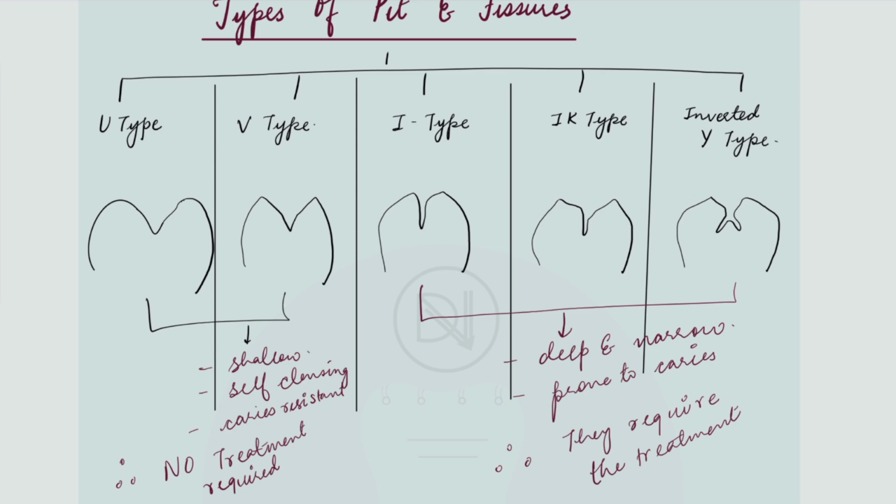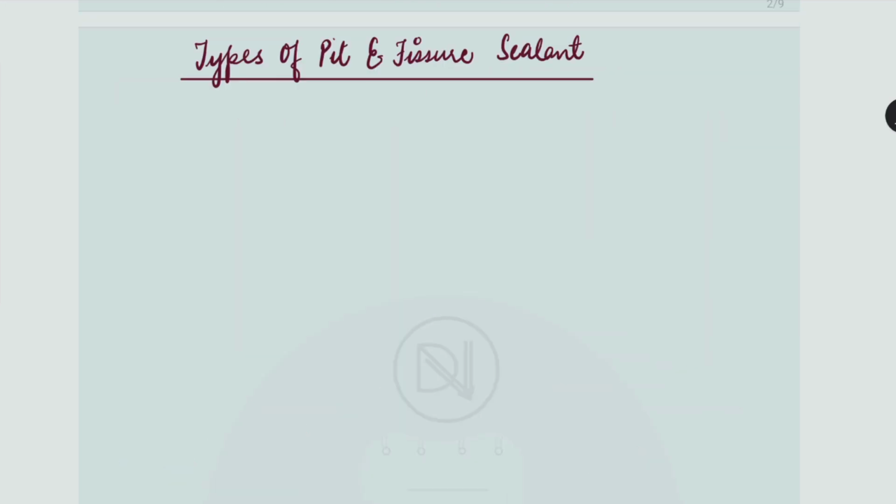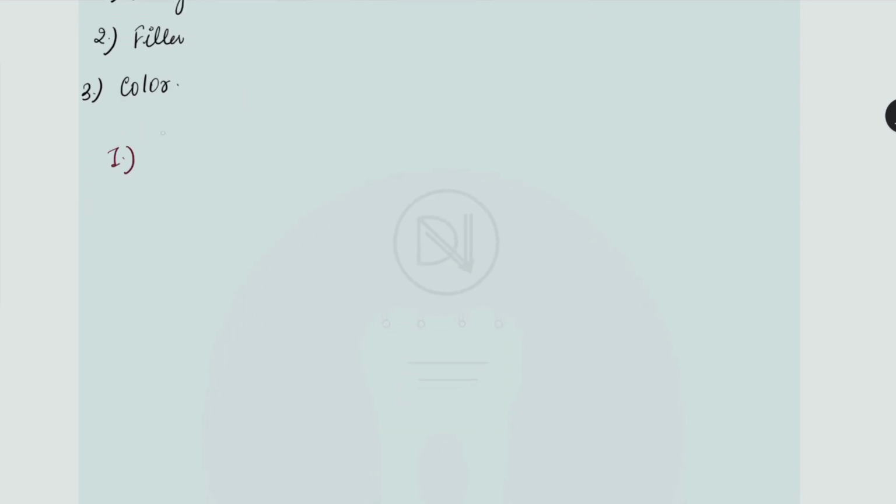Now we are going to read about types of pit and fissure sealant. They have been classified into three types. First, on the basis of curing method. Second, on the basis of filler. And third, on the basis of color. First we will read about the basis of curing method.